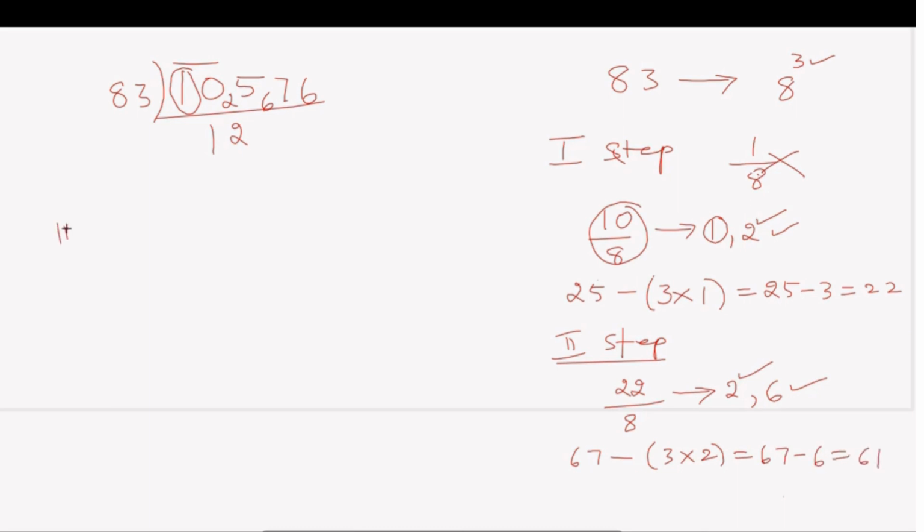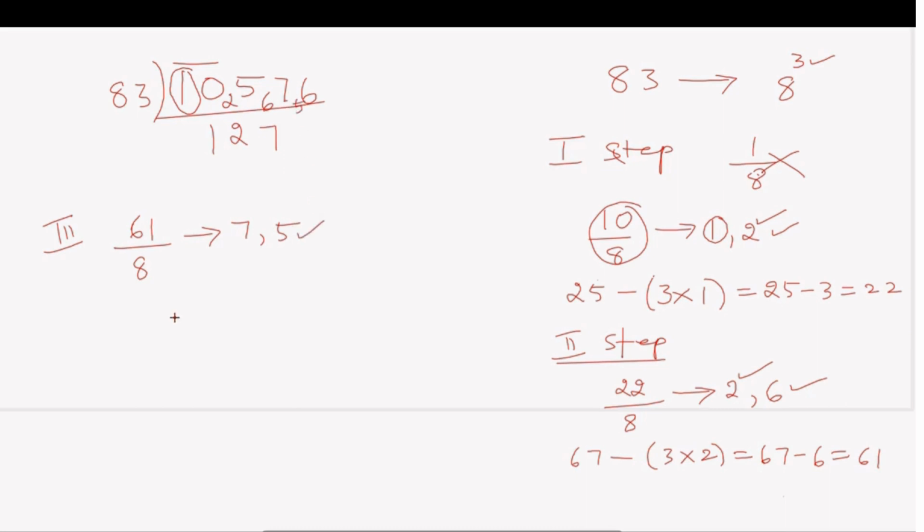In the third step, we take 61 and divide by 8 the base. Here too, 61 is not exactly divisible by 8, but the nearest product to 61 when multiplied with 8 is 56, which we obtain by multiplying 8 with 7, and the remainder is 5. We write this 7 right under 67 and the remainder 5 beside 6.